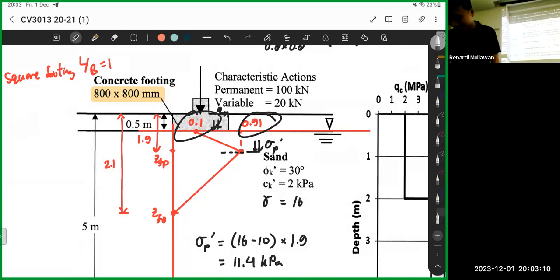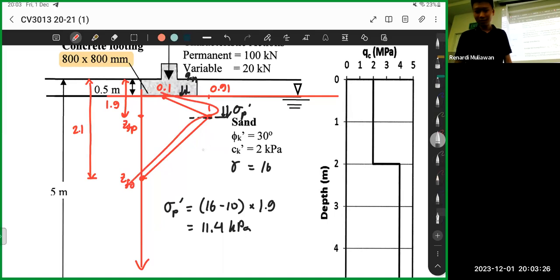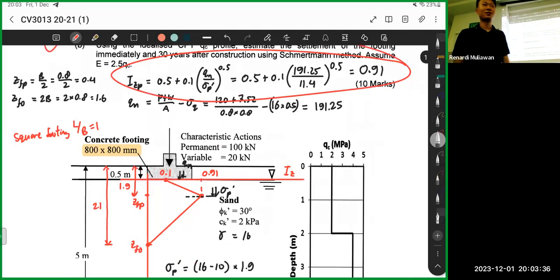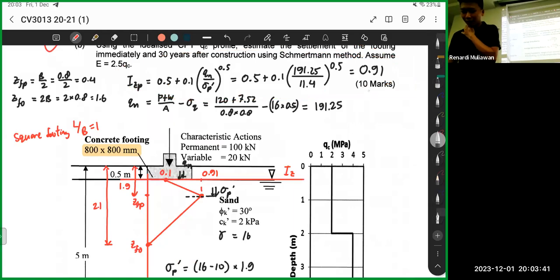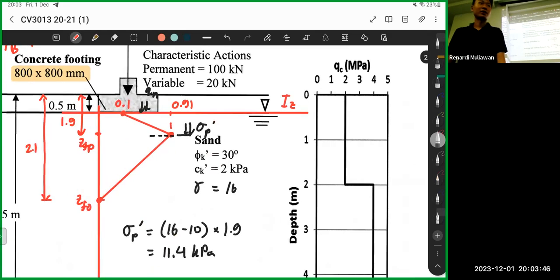Confused? First things first, you check the ZFP and ZFO first. That's always the first step. Use the Sherman chart, then you define ZFP and ZFO, then you draw the line first. You just need to find IZP. IZP is this formula, you need the Qn and the sigma p prime. After you find IZP, it's quite straightforward, just connect the line.